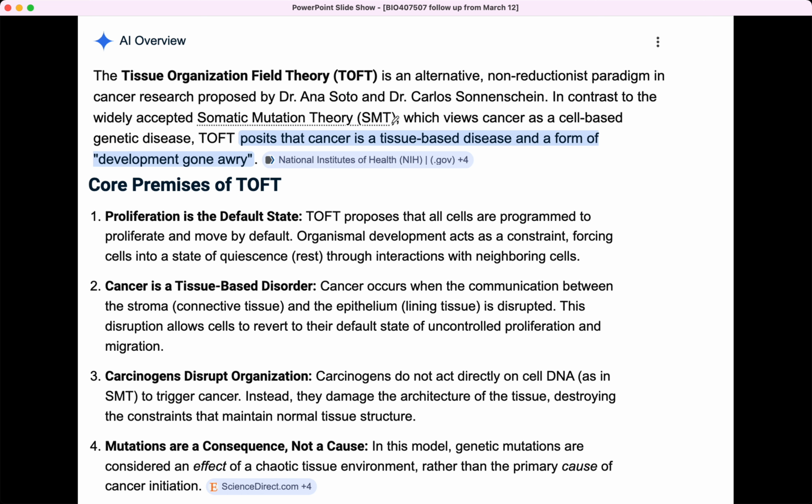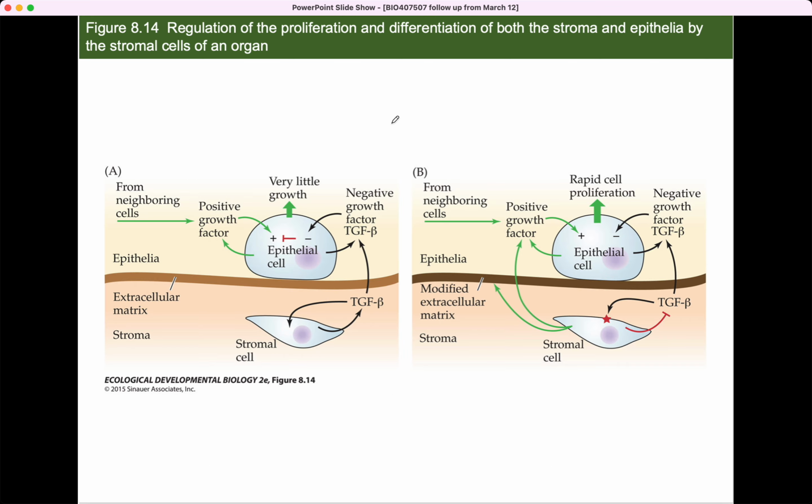So tissue organization field theory, really emphasized by a couple of leaders in this, here's just a summary of it. And in this case, I wouldn't say a summary to help you memorize the list, but just to help you understand what the features are that these people are talking about, to be able to describe it in words on our exam, to distinguish this idea of cancer involving communication between cells, right?